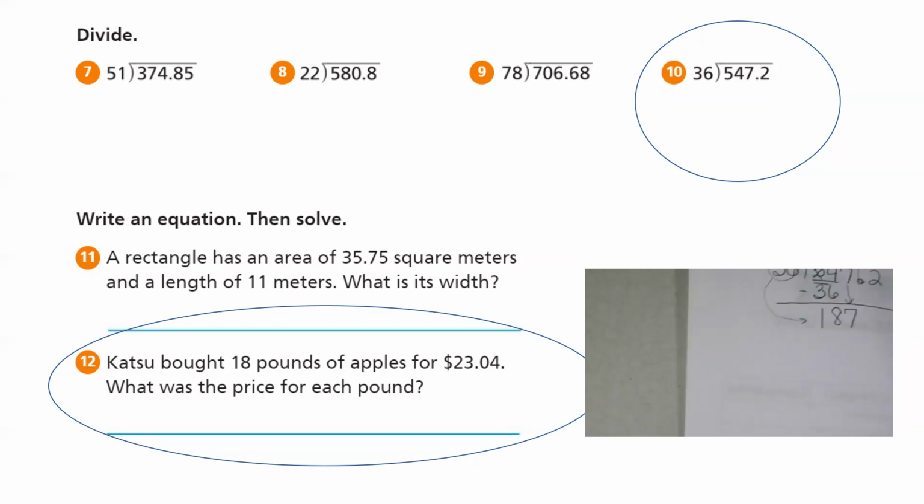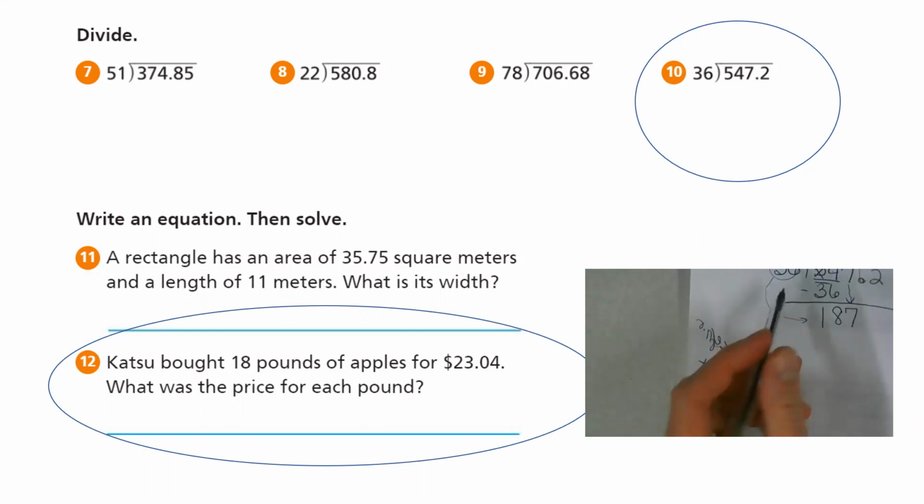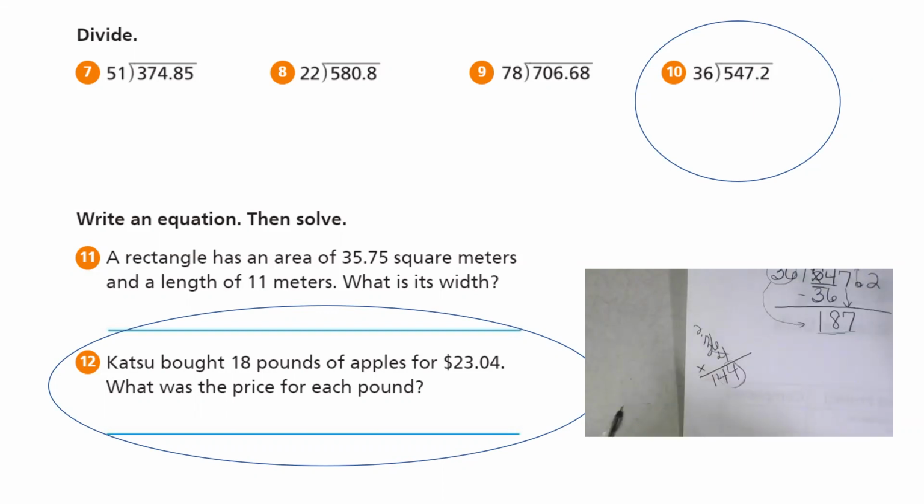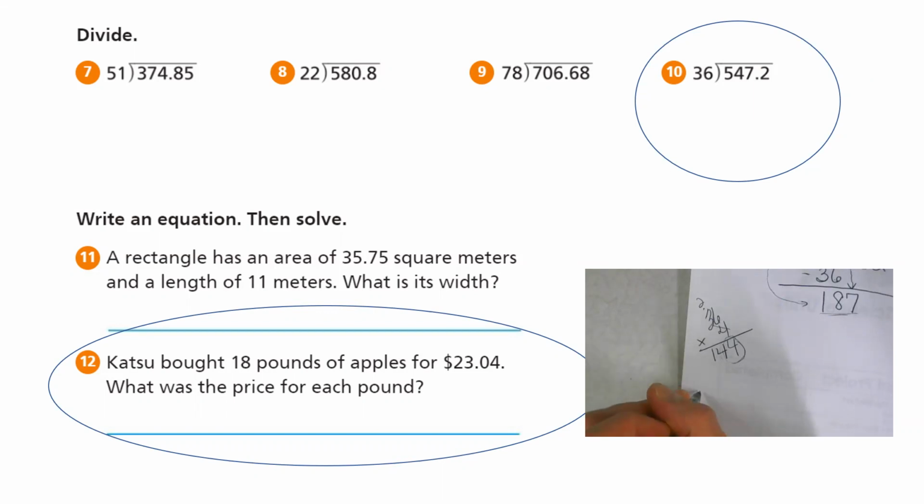So I'm going to check my guess. I'm going to go 36 times 4 to see how close I am. 24, 14. So it looks like I'm going to have enough left for one more group, right? Because I have more than 40 left. I have 187 to take from, and 36 times 4 is only 144. So now I'm going to go to 36 times 5.